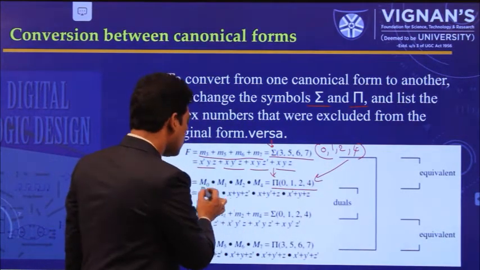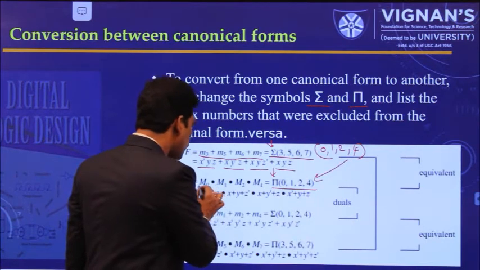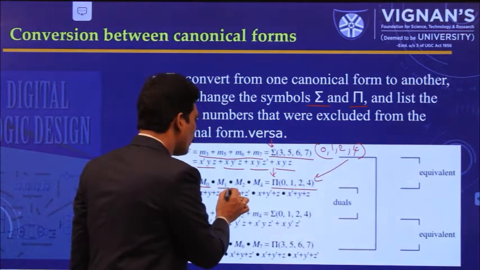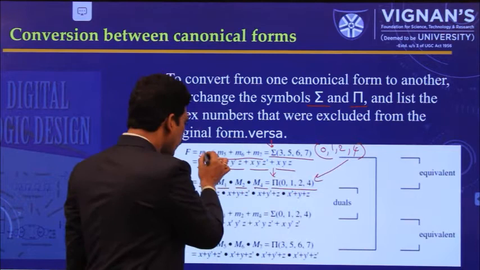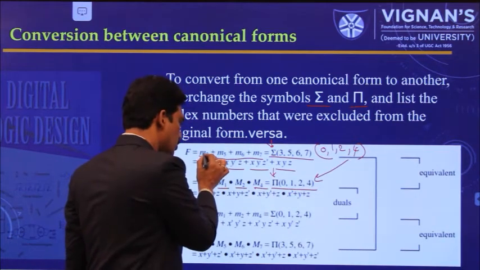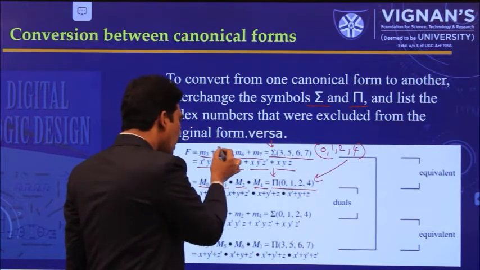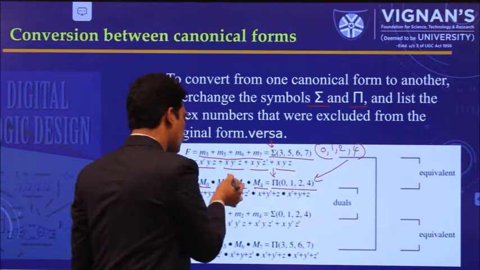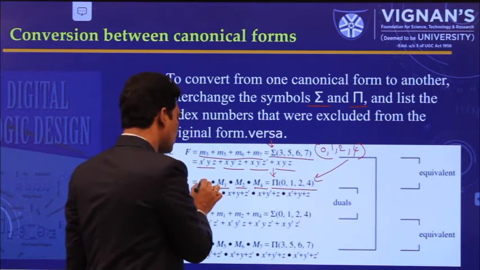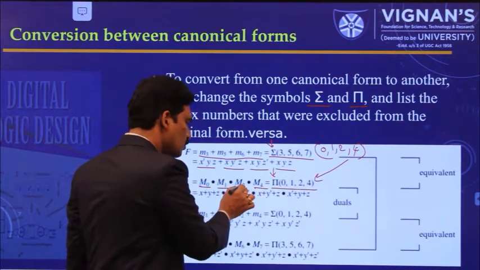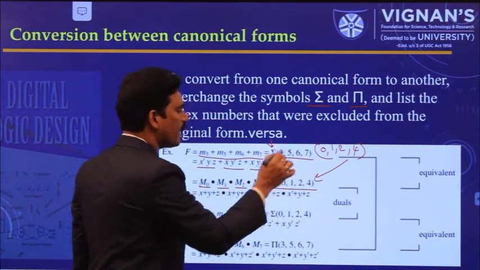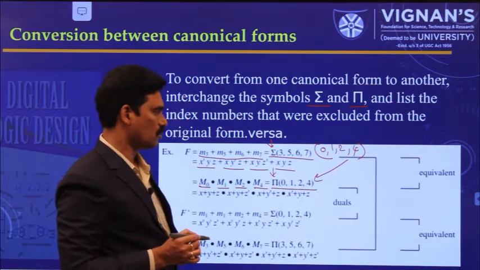So we are representing it like this, capital M0 into M1, M2, M4. Here small m3 is the sum of minterms, and this is the product of max terms. So m3, m5, m6, m7 is the sum of minterms, and here the product of max terms is M0 into M1 into M2 into M4, that is represented as pi of 0, 1, 2, 4.